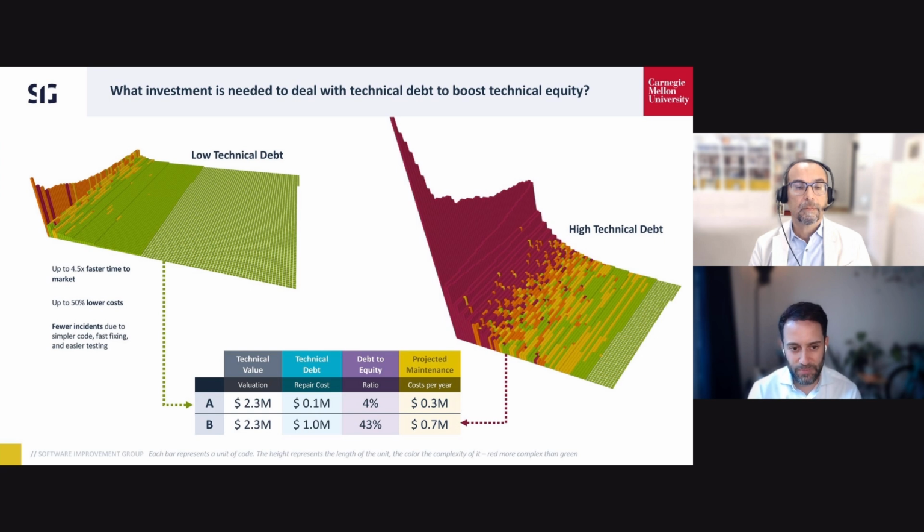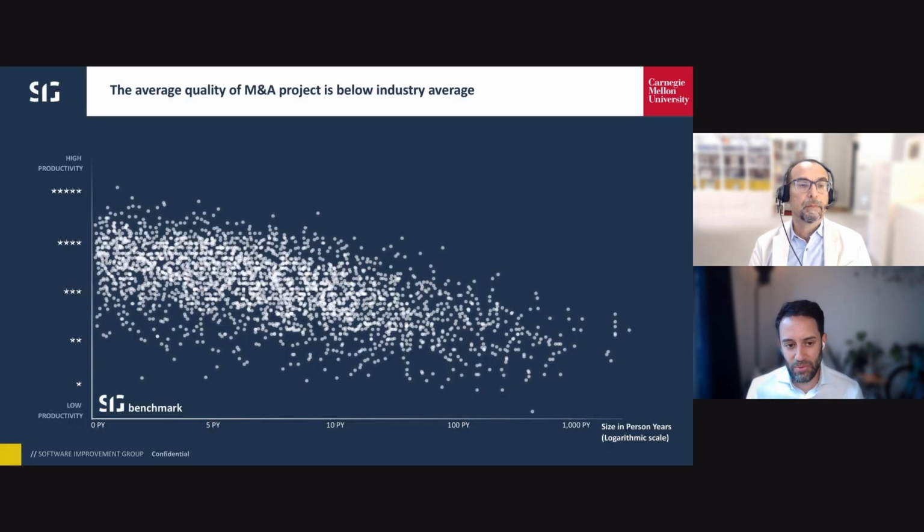So this is how we argue using software economics about what the technical debt is and how I can optimize the investments. And these are just two examples, but I also wanted to go over the benchmark that SIG has been building in the past 24 years that we've been around.